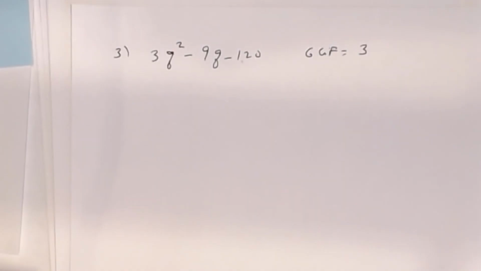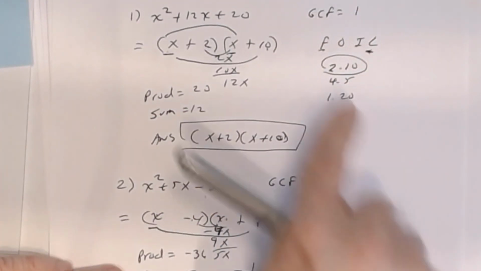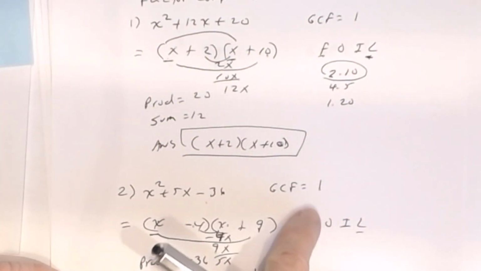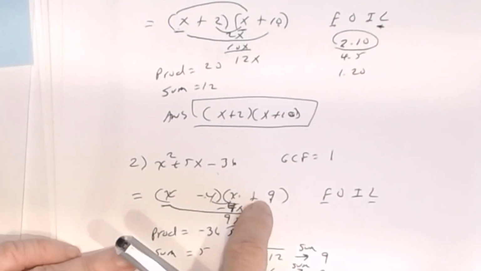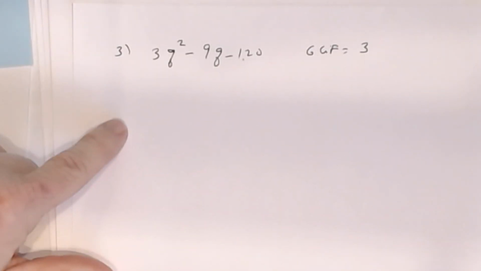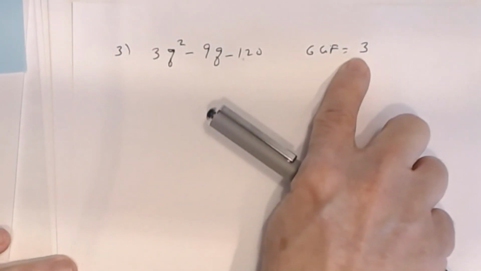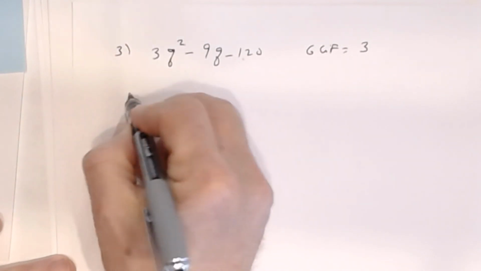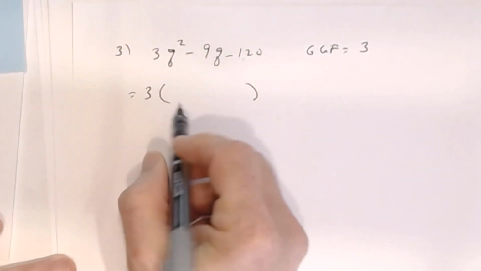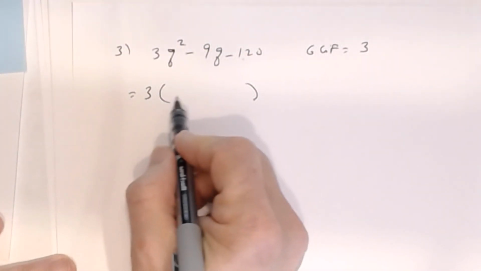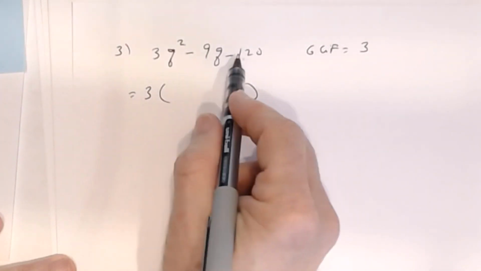So my GCF is 3 this time. Remember in the previous problem, whenever the GCF is 1, you went directly to 2 binomials. What you have to do now is this. Since the GCF is not a 1, you're going to say 3 times, and then you're going to figure out what goes here times 3 will give us this.